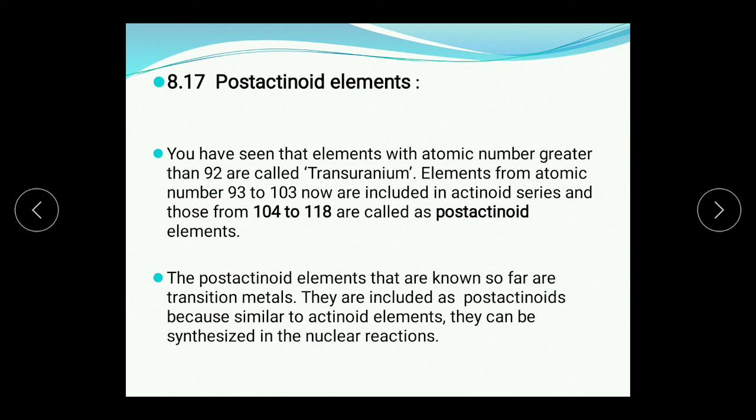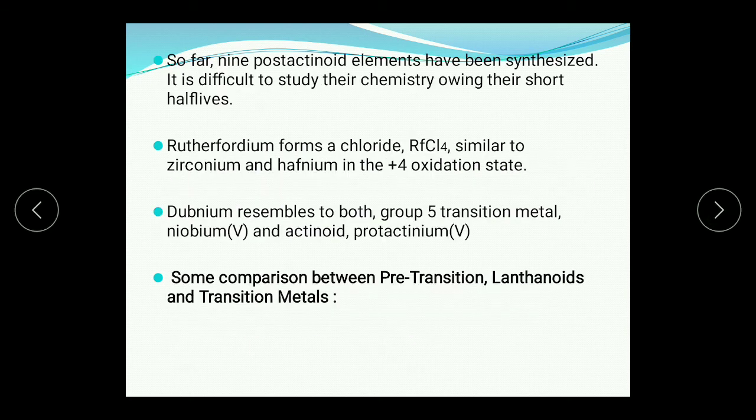Now, many of the radioactive elements are synthesized in the laboratory. Because of their very short half-lives, they don't exist in nature. Hence, they are synthesized by nuclear reactions. So far, 9 postactinoid elements have been synthesized, and it is difficult to study their chemistry owing to their short half-lives.